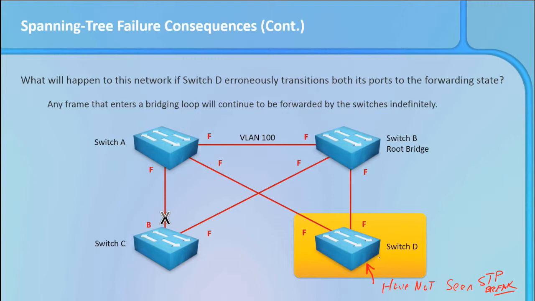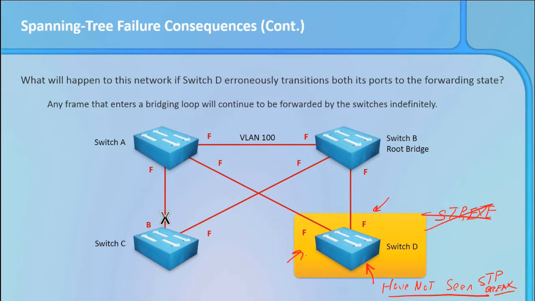So what will happen if switch D erroneously transitions both of its ports to the forwarding state? In other words, I personally haven't seen spanning tree break, but it's not impossible. Okay? It's a computer, right? These are just applications. If STP-EXE completely craps out and there's not some monitoring process that sees it and restarts it, well, both of these ports could go into the forwarding state.